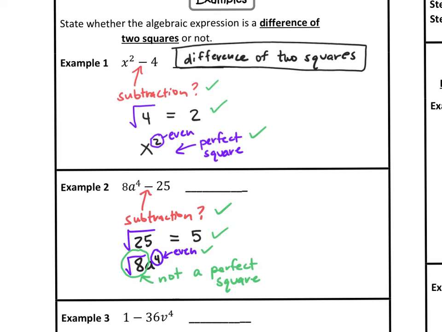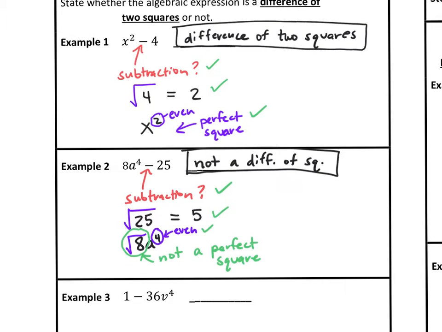So because of that, I'm going to say not a difference of squares. I'm just going to abbreviate, right? So I'm going to say it's not a difference of squares because of that 8. So everything checked off except that 8. Because of that, it's not a difference of squares.